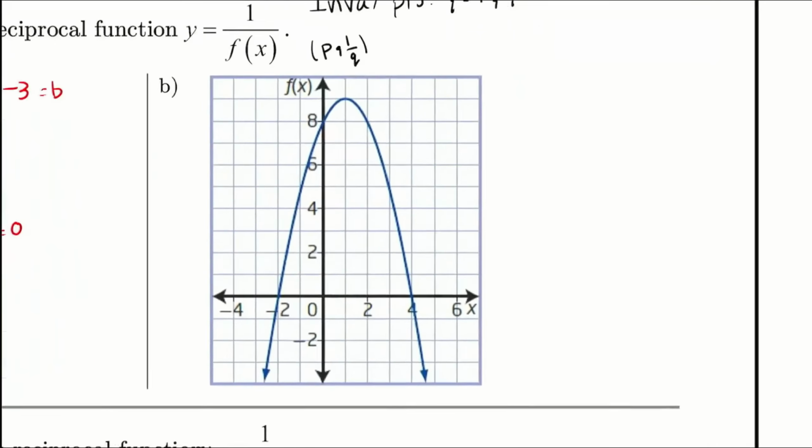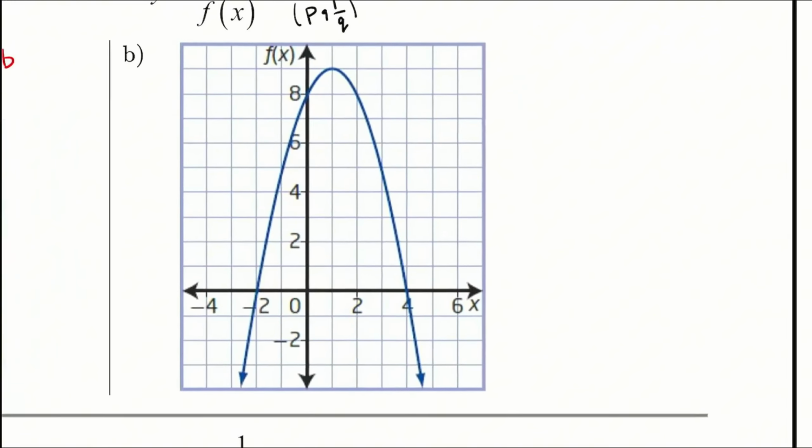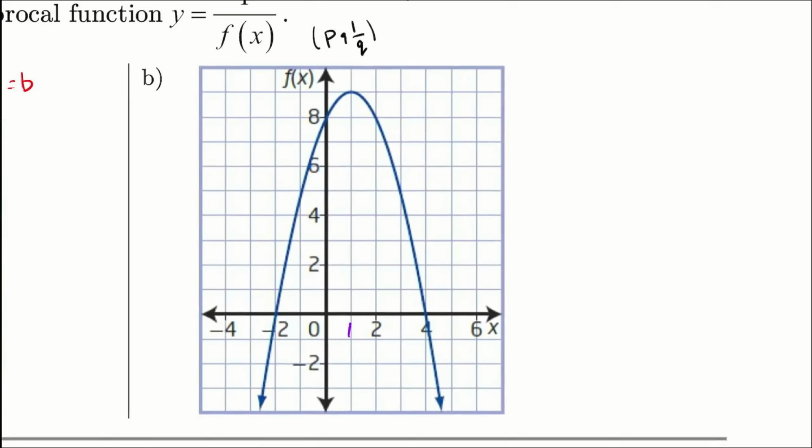Now, in terms of this one, our vertex here looks to be about (1, 9). So (1, 9) is our (p, q). We said that when we take the reciprocal of our function, all we're doing is turning our y value into 1 over that q value. So we have 1 over 9 as our new vertex. 1 over 9 is a really small number, so it's going to be approximately right here.